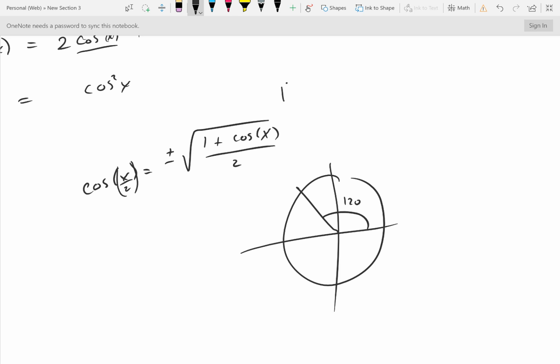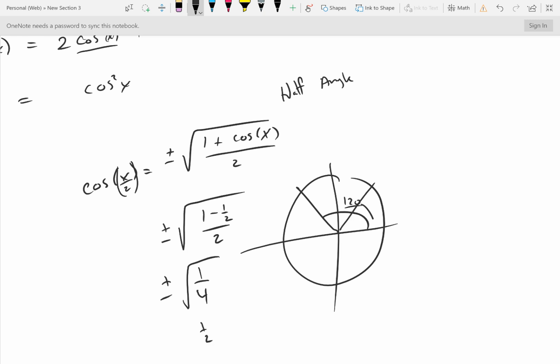These are what are referred to as the half angle identities. So let's say you start off with this: what is the cosine of 60, using 120? That would be the square root of (1 plus cosine 120) over 2, which is 1 minus a half over 2. 1 minus a half is a half, and a half divided by 2 is a quarter. The square root of a quarter is a half. Plus or minus? Well, 60 degrees is in quadrant 1, so clearly it's positive.